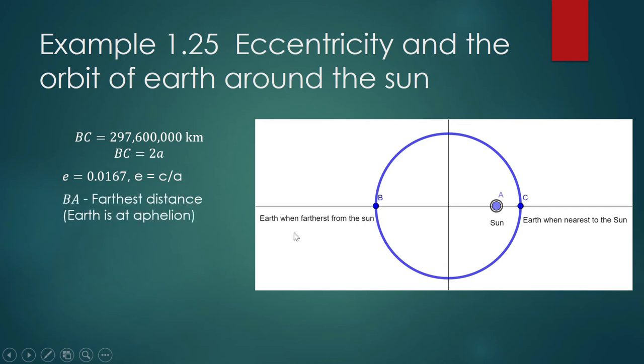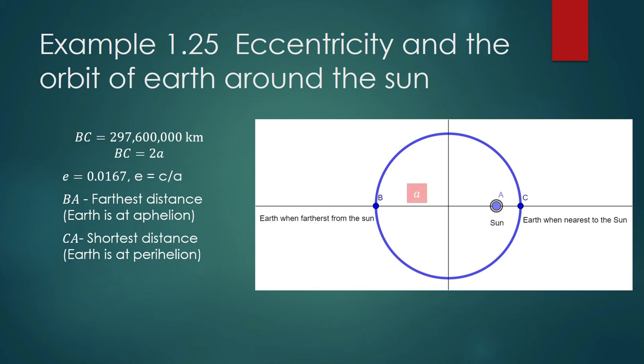So we shall look for BA, the length of the line segment BA. This will coincide with Earth's aphelion. It is furthest from the Sun when our planet is at its aphelion. What is that distance? BA. We shall also look for CA. It's the shortest distance. When our planet is nearest to our Sun, Earth is said to be at perihelion. So how are we going to get BA and CA?